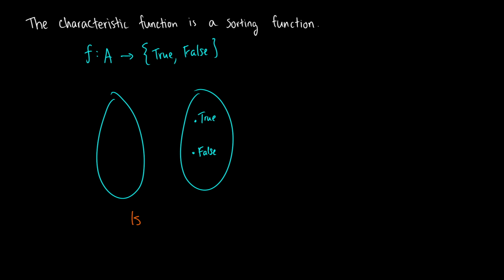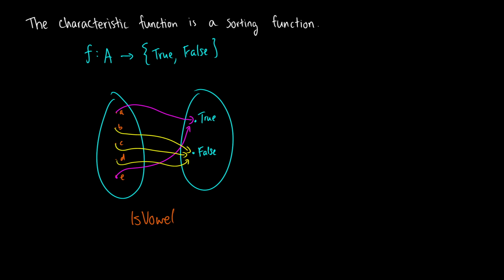So for example, we might have a sorting function that asks, is it a vowel? So we can think about all of our possible inputs as English letters, so A, B, C, D, E, F, and G, and so on. And what a characteristic function is going to do is ask the question, is it a vowel? If it is a vowel, it's going to sort it into true. So yeah, A and E are vowels, it goes to true. And everything else in our set is not a vowel, so it's going to map to false.